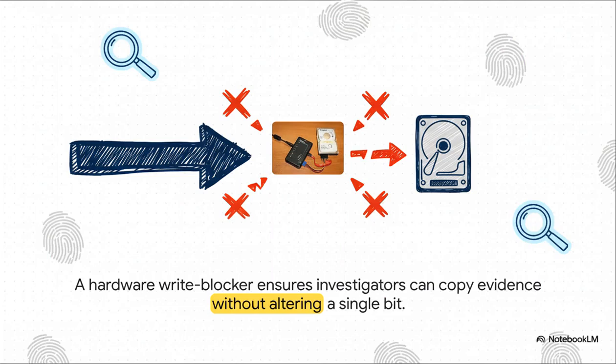So how do they pull that off without changing the original? They use this little gadget. It's a hardware write blocker. Think of it as a one-way street for data. Information can flow from the original drive to make the copy, but absolutely nothing can be written back to it. It physically guarantees that the original evidence stays completely pristine and untouched.